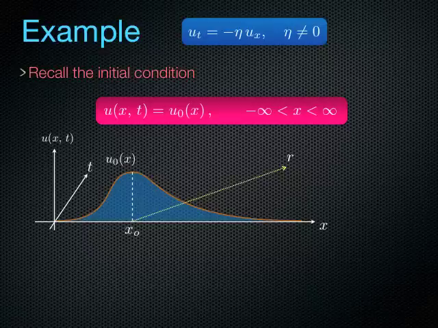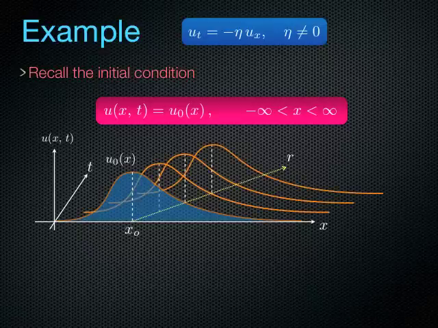It will be translated by the slope dictated by that line. And of course, the same thing is valid for any other point that we can mark on that initial curve. So that means that the initial curve entirely will be translated in the space-time domain along a slope.